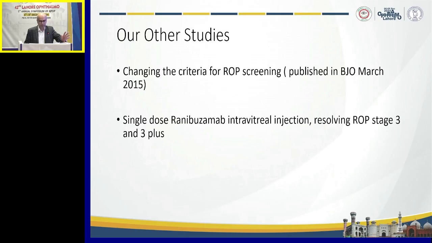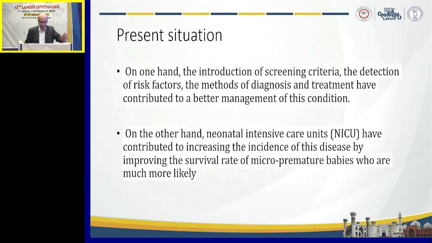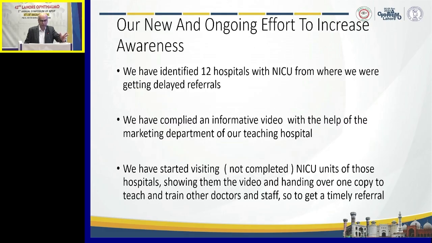There was a study published in the British Journal of Ophthalmology changing the criteria, and recently I did a single dose of ranibizumab intravitreal injection, reversing stage 3. That is the present situation, because on one hand, with the reduction in the risk of diagnosis and treatment, the NICUs are better equipped and we are saving more children. On the other hand, lack of awareness is increasing the number of blind children.